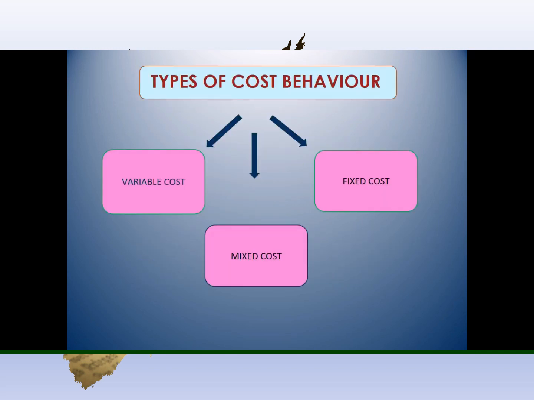There are 3 types of cost behavior. The first type is variable cost, the second one is fixed cost, and the third one is mixed cost.